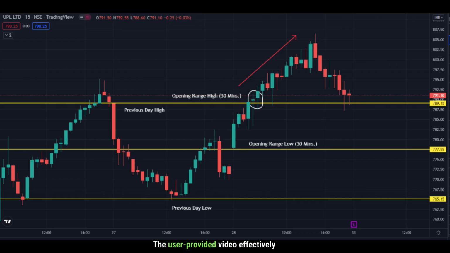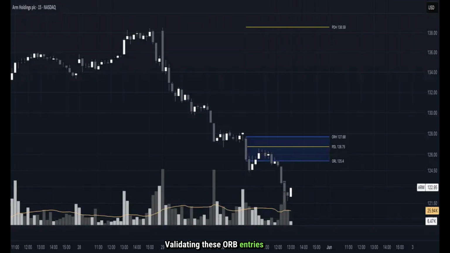The user-provided video effectively demonstrates how to visually identify these opening ranges on candlestick charts and spot the potential entry points for breakouts during the NYSE session open. Validating these ORB entries is absolutely crucial, often by checking confirmation from higher time frames, such as the 15-minute or 30-minute charts, where the opening range might appear wider or differently structured compared to the 5-minute view.